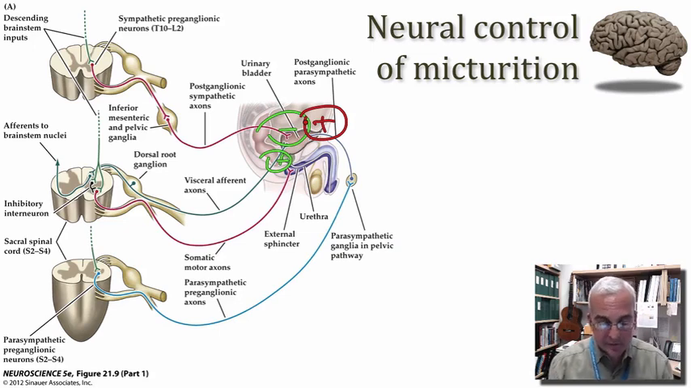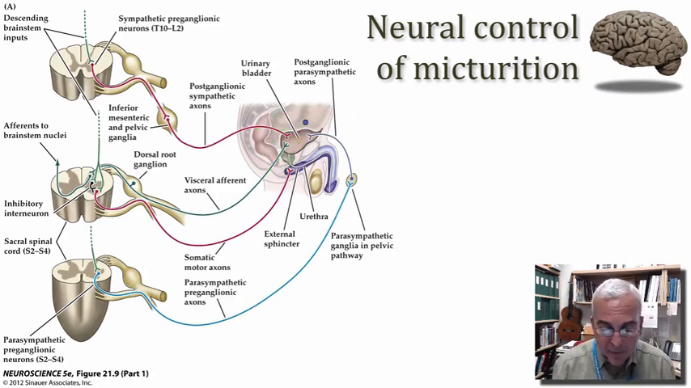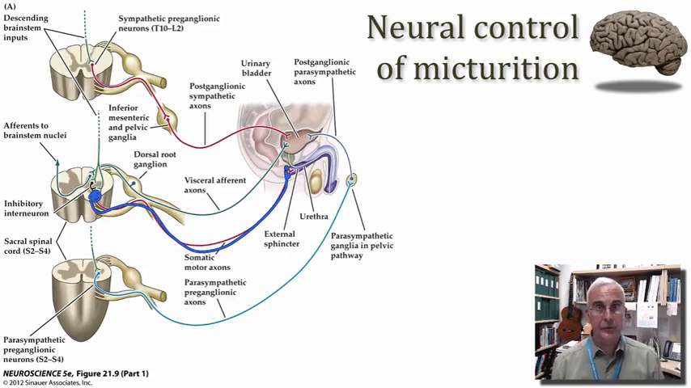And the reason is that there is a somatic motor efferent that comes from the sacral segments of the spinal cord and innervates an external sphincter muscle that's in the floor of the pelvis. And that external sphincter muscle helps to ensure the appropriate and timely release of urine from the bladder. So this external sphincter helps to ensure that urine only flows out through the urethra at the appropriate time.